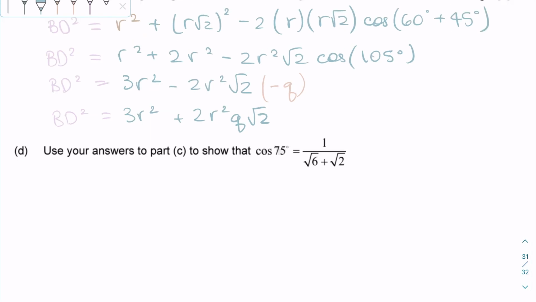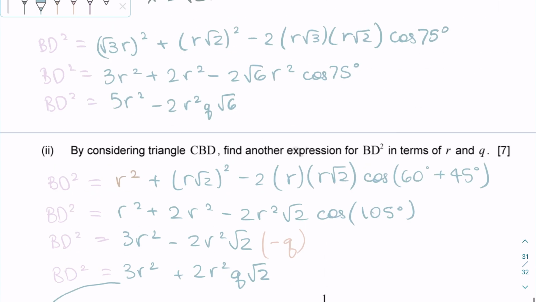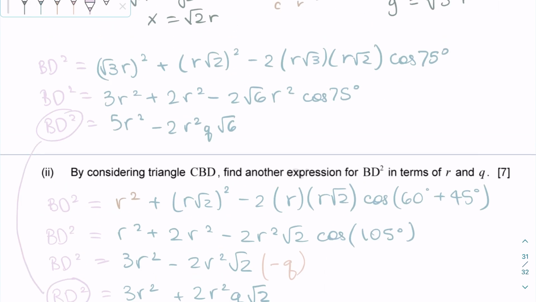Part D asks to show that cosine 75 degrees is 1 over square root of 6 plus square root of 2. We already know that cosine 75 degrees is q. And we also know we have two equations from C I and C II that use q. Both of them have one side that equals BD squared. We can use a transitive property to equate the right-hand sides of the two equations, and then solve and isolate for q.